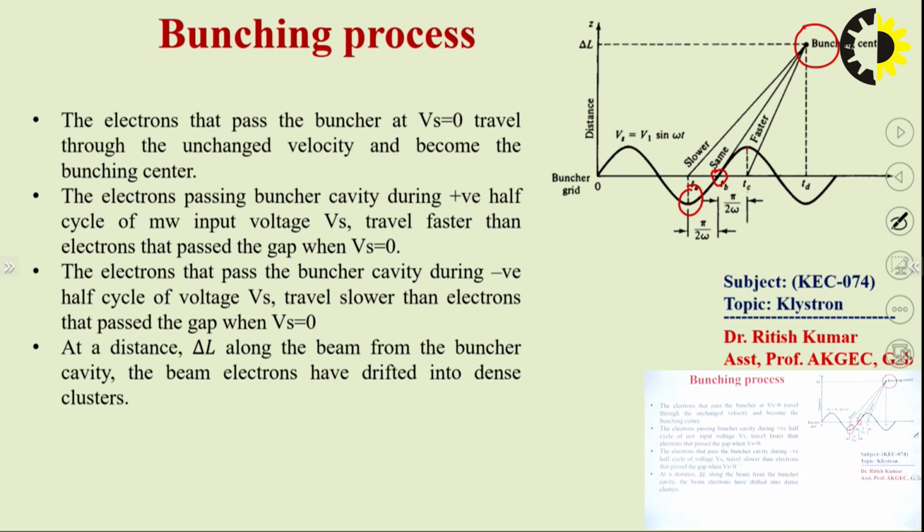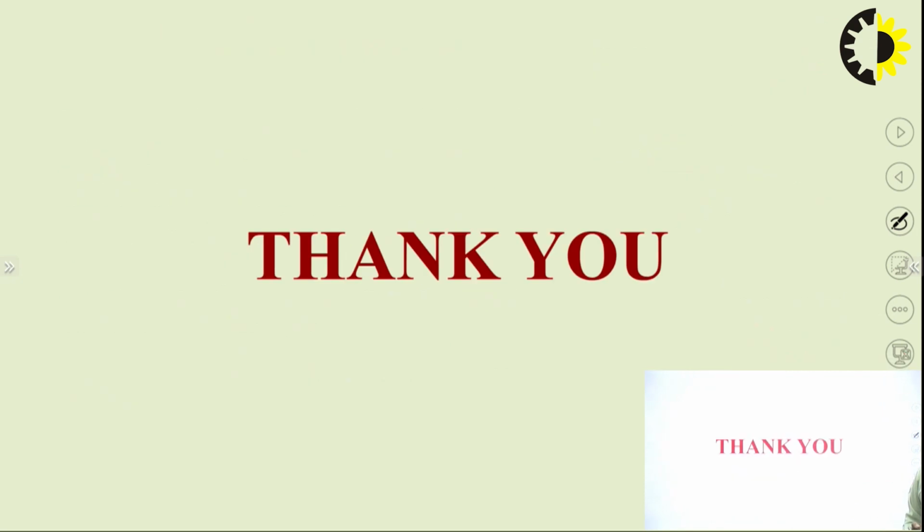So this is all about the Klystron amplifier, that we need to understand: what the construction of the two cavity Klystron is, what the limitations at higher frequencies are, and the working mechanism of the two cavity Klystron, and how it amplifies the RF input signal by changing the velocity of the electron. This is all about the two cavity Klystron amplifier that we have discussed till now. So thank you.